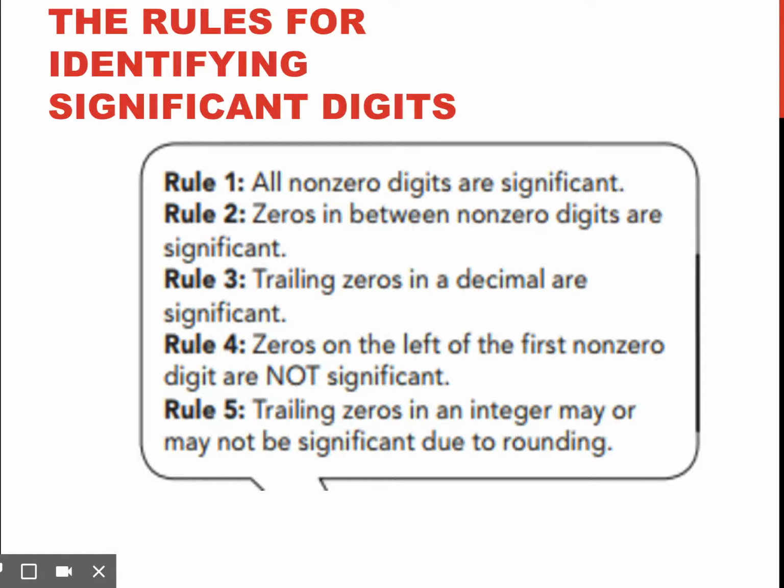Rule 1. All non-zero digits are significant, no matter what. Zeros in between non-zero digits are significant digits. Then trailing zeros in a decimal are significant. So that means the zeros following a decimal. Rule 4, zeros on the left of the first non-zero digit are not significant. And rule 5, trailing zeros in an integer may or may not be significant due to rounding. So if we're rounding, they're not significant. If we are not rounding, they might be. You're going to get a little more clarification with the examples that we're going to have.